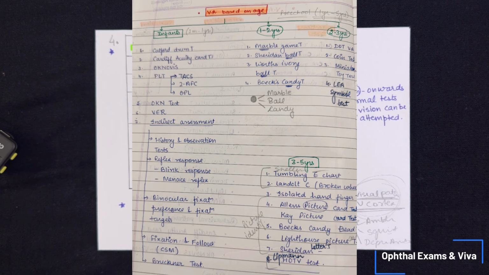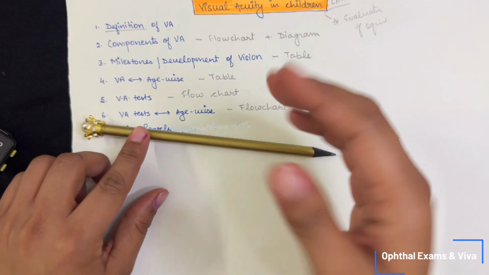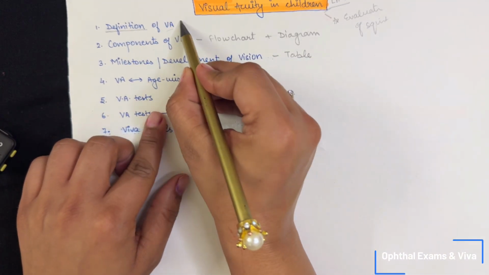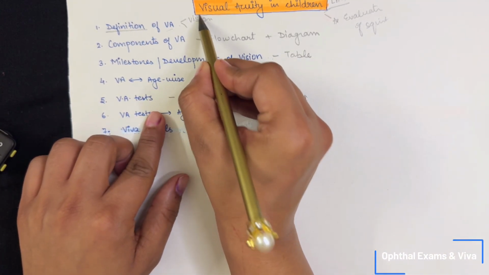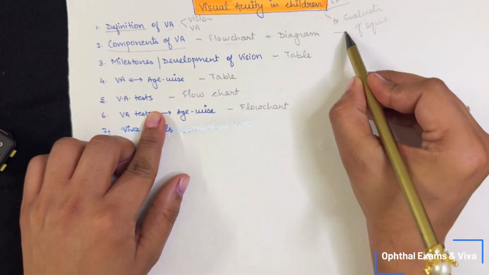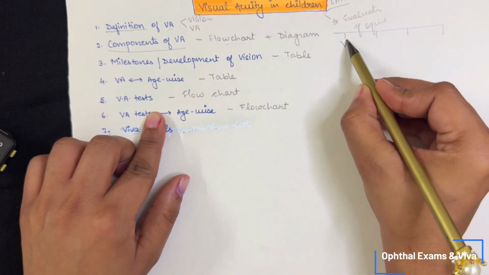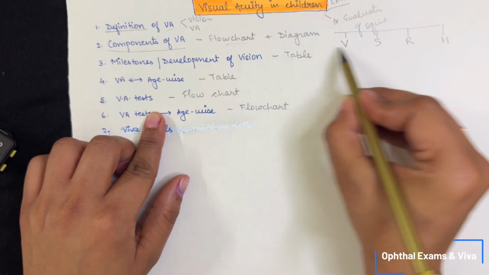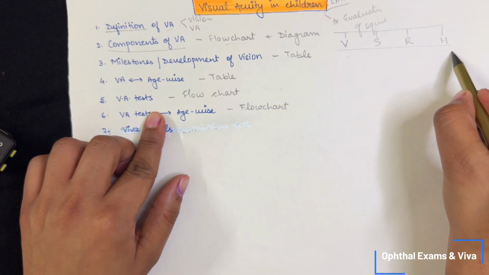CSF, you remember CSF? If you have not seen my evaluation of squint video, please see, because there also I have given a beautiful flowchart to remember evaluation of squint. Right? So we have covered all these 6 points. Now let's see if you remember or not. For the definition of visual acuity, I mentioned vision and also visual acuity. For components of visual acuity, I told you about the flowchart divided into 4 parts: visible, resolution, recognition, or hyperacuity. So you remember this, and I have given a diagram for each part.